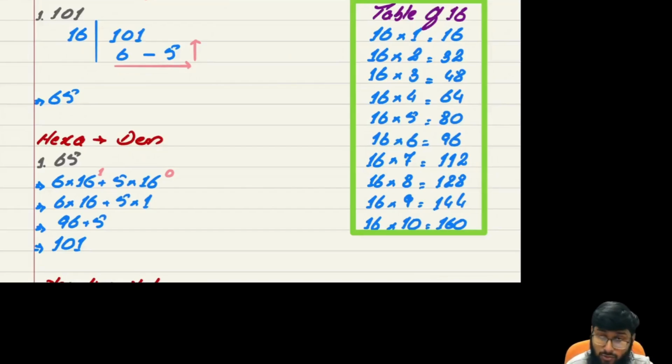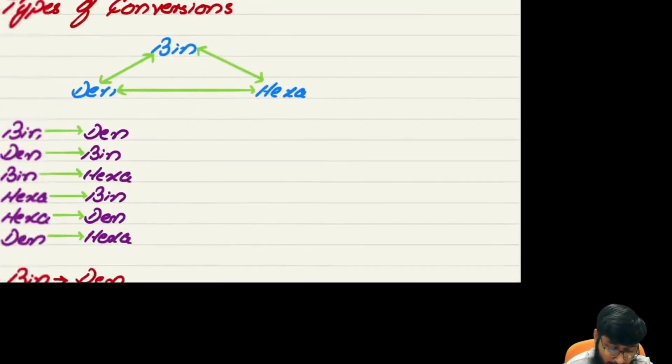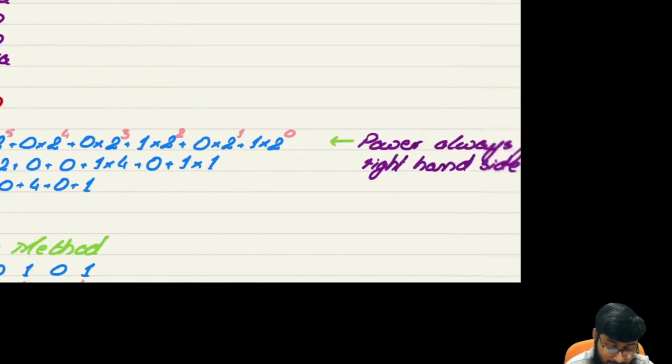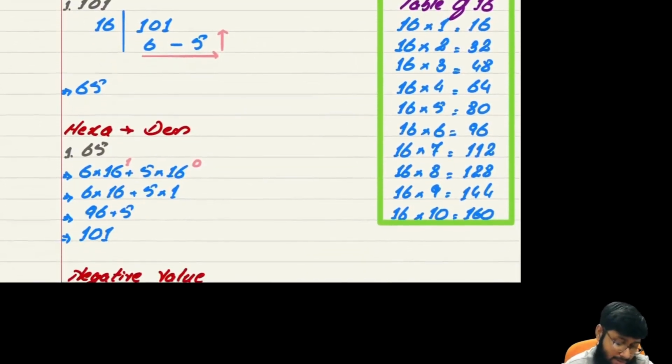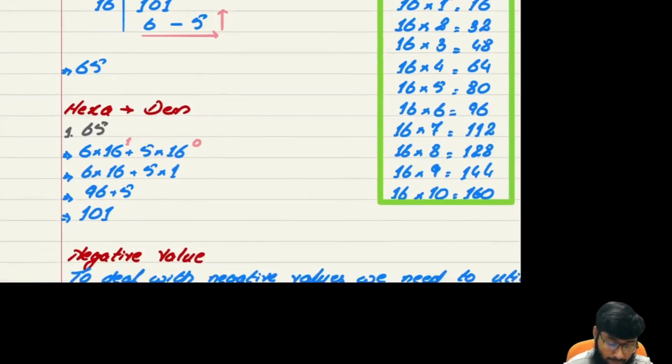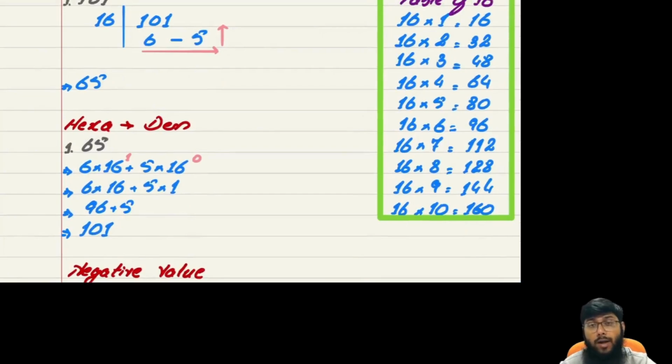Now coming to hexa to denary. When we were converting from binary to denary, we were multiplying each bit by the power of 2s. Now when converting from hexa to denary, we need to multiply each and every digit by the power of 16s. So 6 will be multiplied by 16, and 5 multiplied by 1. So 6 into 16 is 96, 5 into 1 is 5. Adding them both together gives you 101.